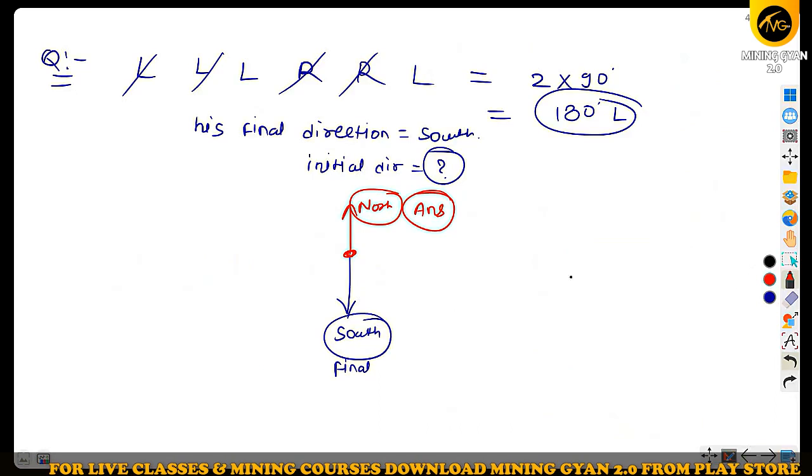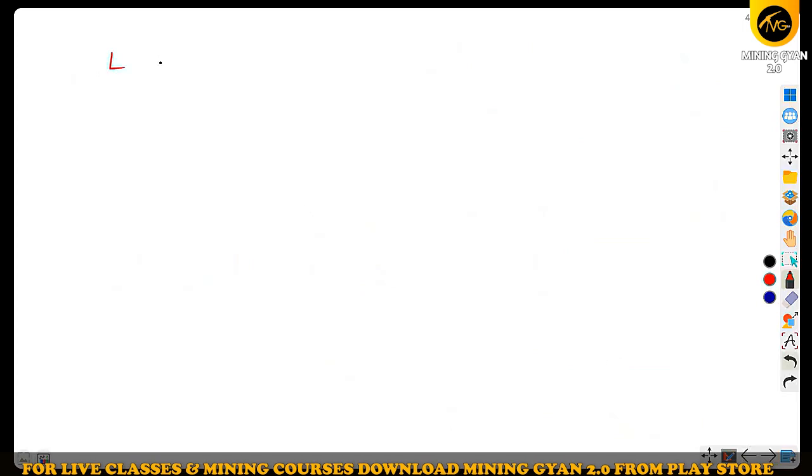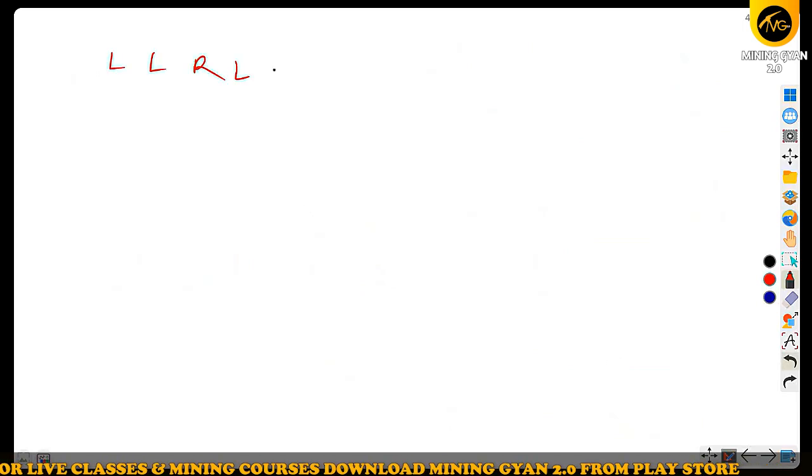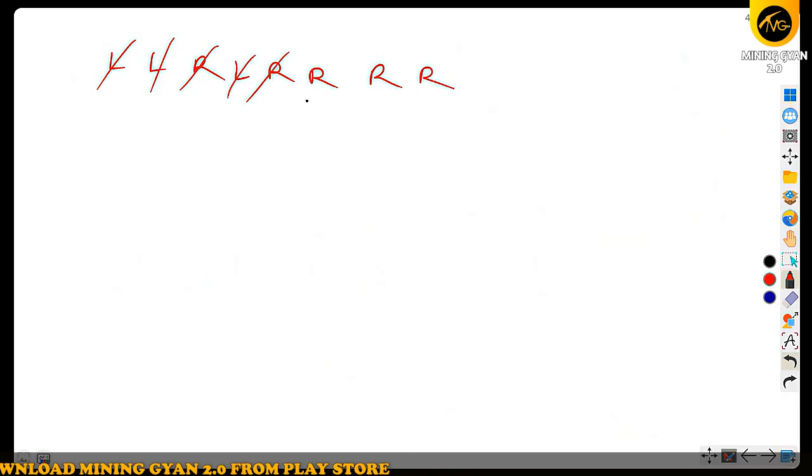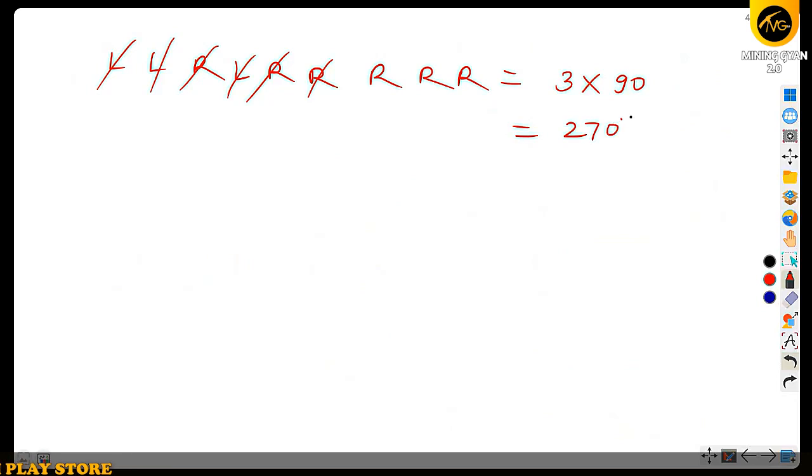And again, suppose there is a condition: left, right, right, right, and right, and right. Okay, so left, right, and left, right cancel out. Again, we have one turn left, right. So now in this case, we have 3 into 90, so it will be 270 degree right direction. Okay, 270 degree right direction.